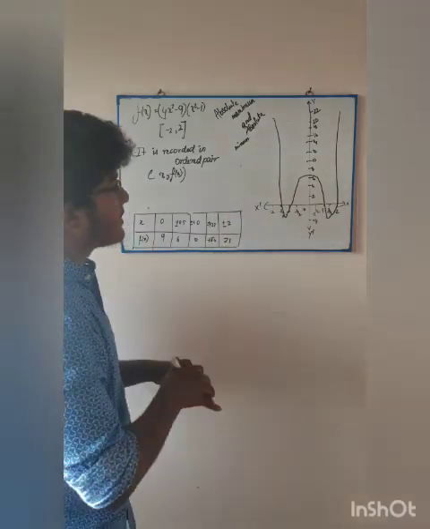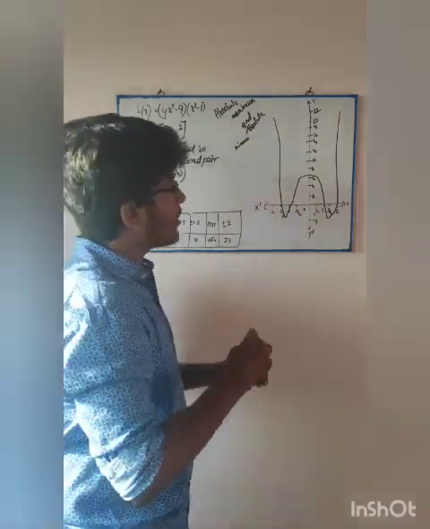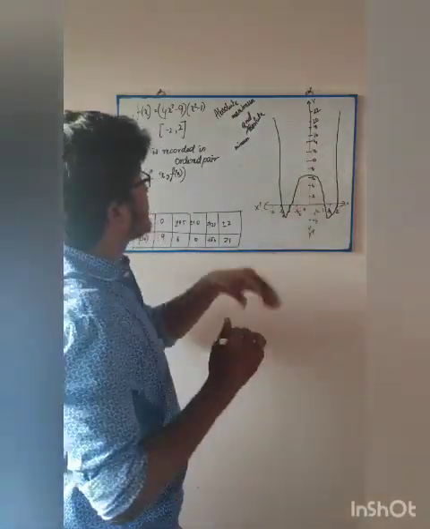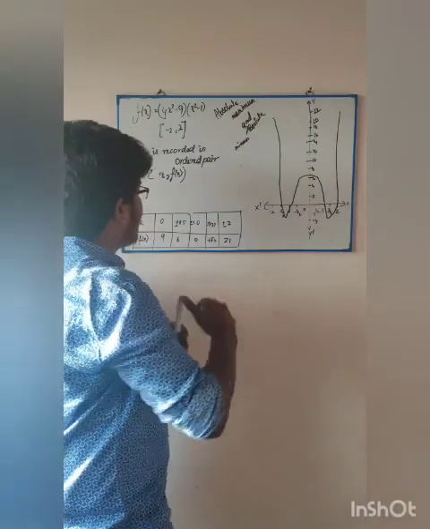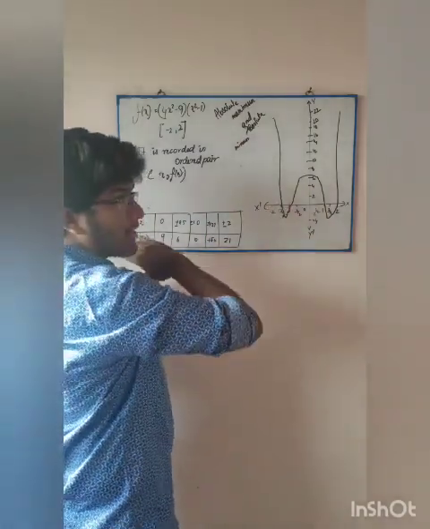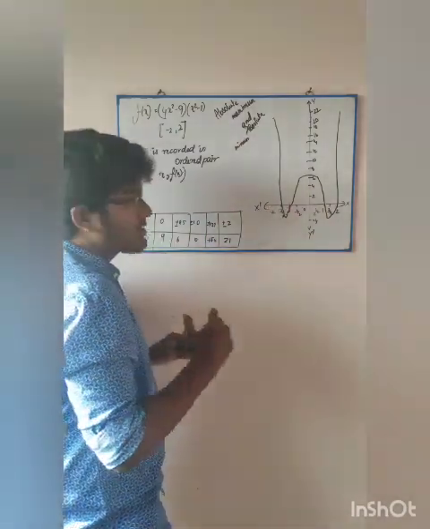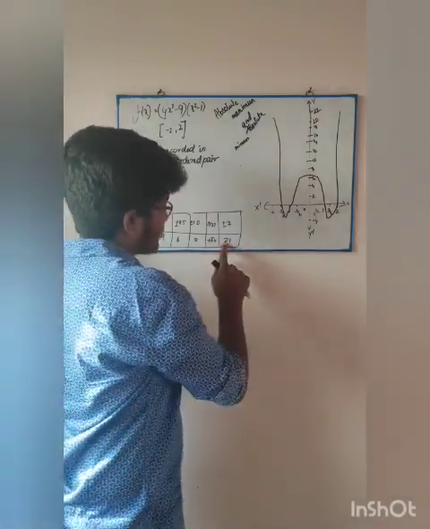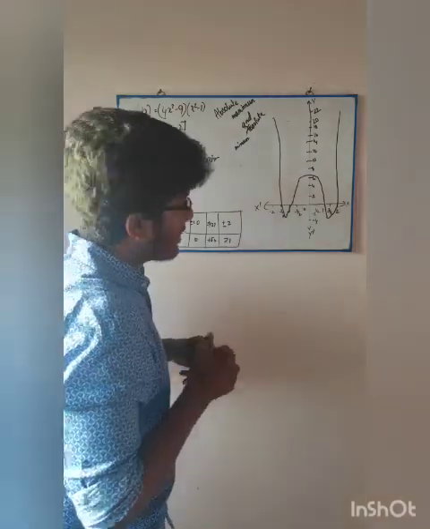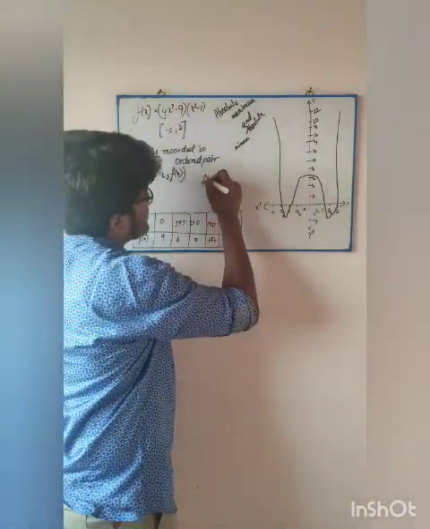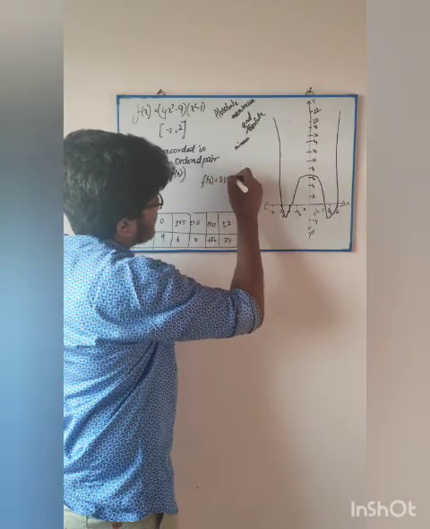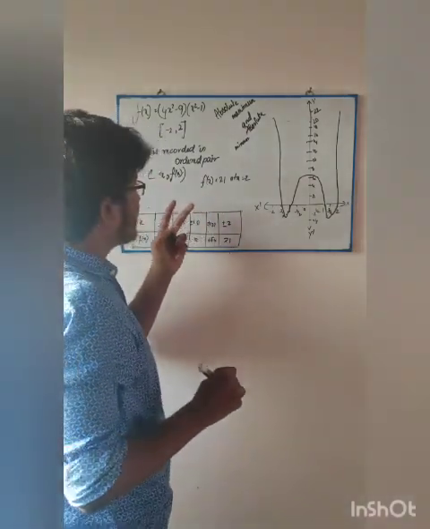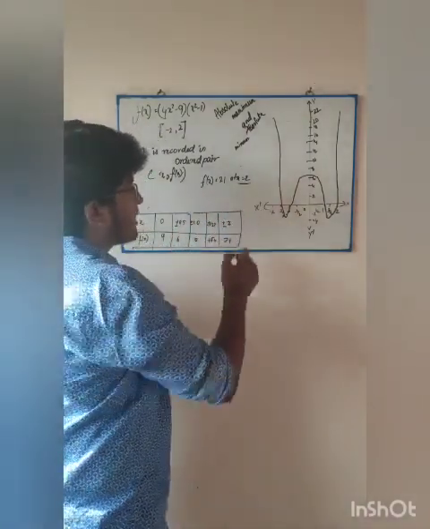So the maximum value obtained in the interval is the absolute maximum value. Here we have the highest number, 21. So f of x is 21 at x is equal to 2; the point of absolute maximum is at x is equal to 2.